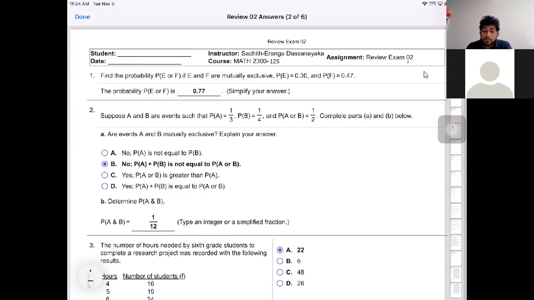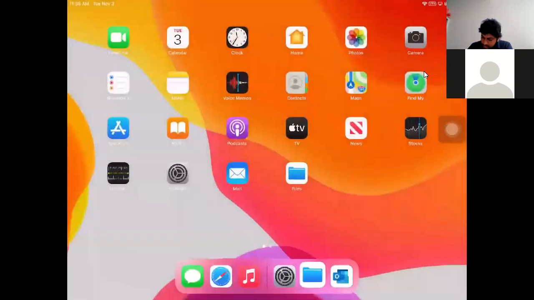First of all, I should say that this mid exam 2 is based on chapters 5, 6 and 7. In this review, the first 7 or 8 questions are based on chapter 5. So this first question: find the probabilities, probability of E or F. You know that E and F are events, and they are mutually exclusive. Let's go to the theory part.